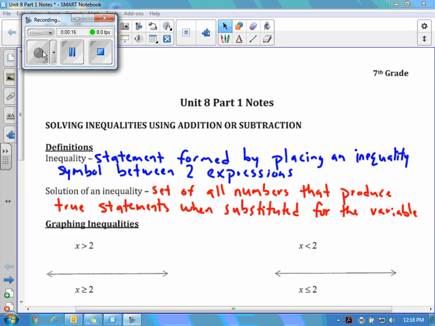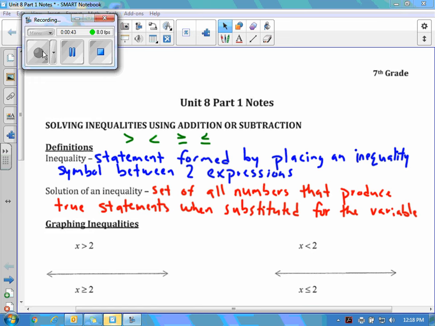An inequality is a statement formed by placing an inequality symbol between two expressions. So with an equation, we put an equal sign between two expressions; an inequality is when we put an inequality symbol between the two. If you remember from previous classes, our inequality symbols are greater than, less than, greater than or equal to, and less than or equal to. So we're putting one of those between two expressions.